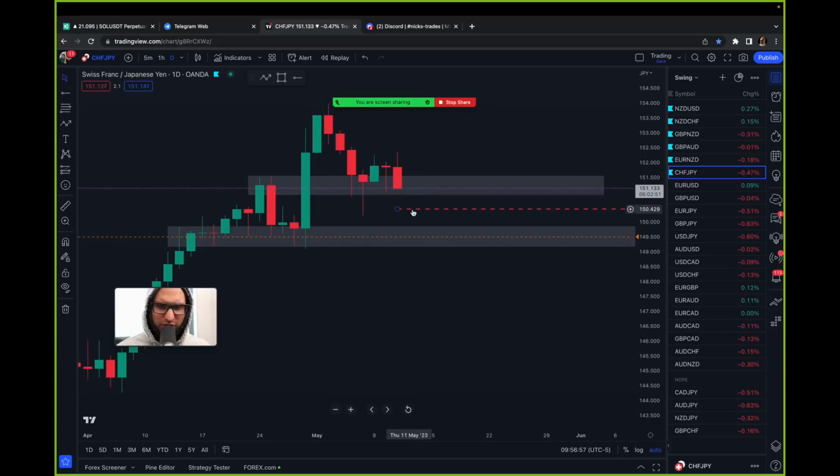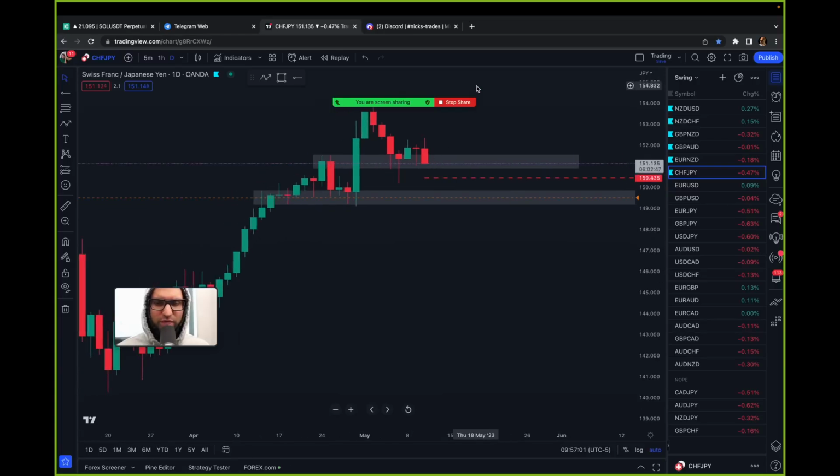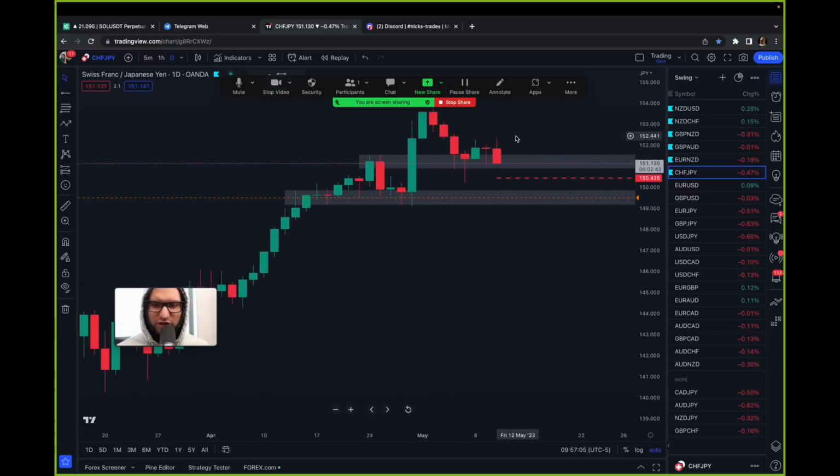GBP or CHF JPY, I've bought here. If it breaks below here, it'll get me hedged. Then I'll wait for the next zone, or I'll wait for a break or retest to manage the hedge. And if it bounces here, probably take profits there around that previous high, and then potentially even sell right there.